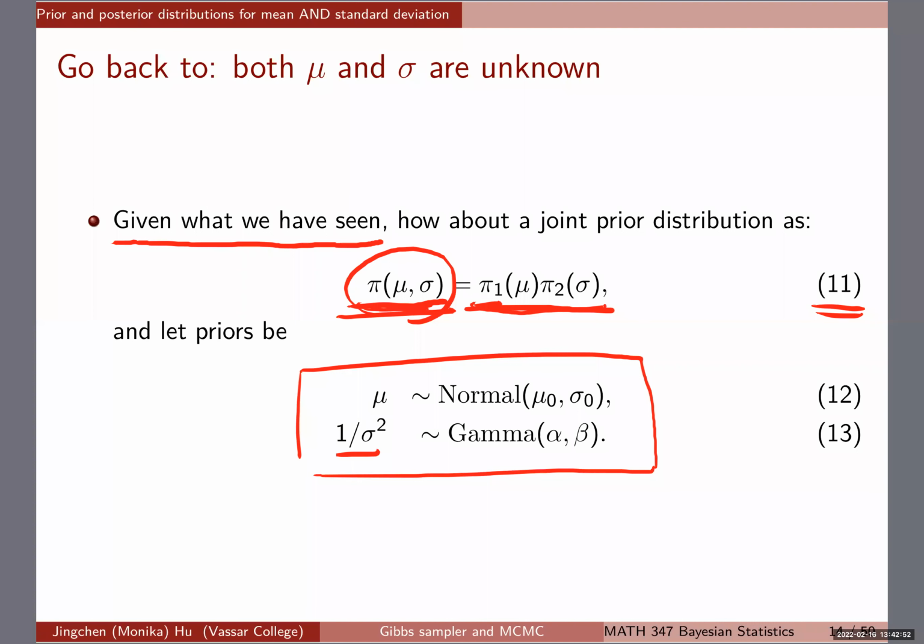And let's also give 1 over sigma squared the gamma prior that we worked with before. Remember what we did before: when we gave mu this normal prior, we assumed that sigma is known, and we know that it's a conjugate result, so we have a conjugate posterior to work with. And when mu is unknown and 1 over sigma squared is unknown, we know that gamma gives the posterior as another gamma as well. So we motivate doing this.